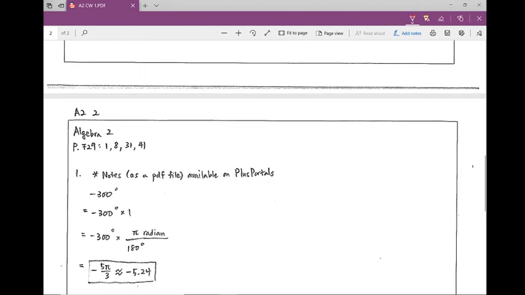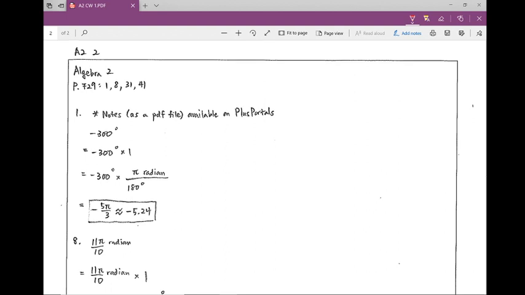All right, at this point, please turn to page 729. And I'd like to apologize for the audio quality, but I think you'll live. Again, just a reminder, the notes are up on Plus Portal as a PDF file in case you have no idea what I'm doing.